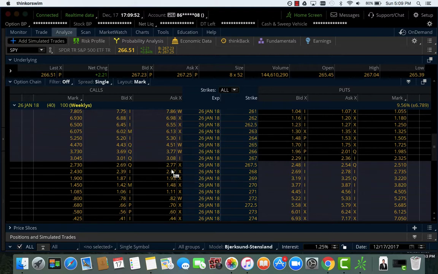So, out of the money calls. Out of the money calls are those where the strike price of the call is above the current price of the stock. Out of the money puts is where the strike price of the put is below the current price of the stock. Those are out of the money options. So, that's what in the money is. That's what out of the money is.